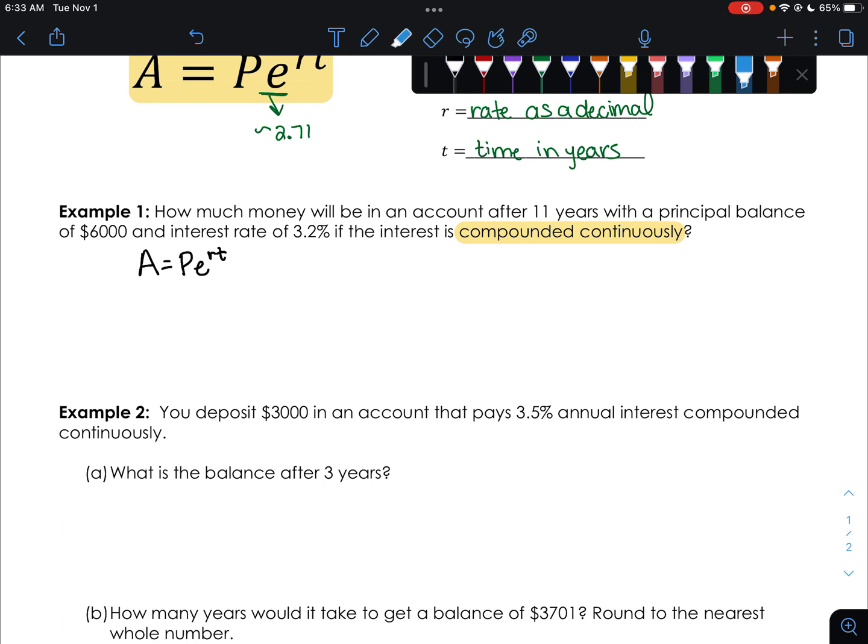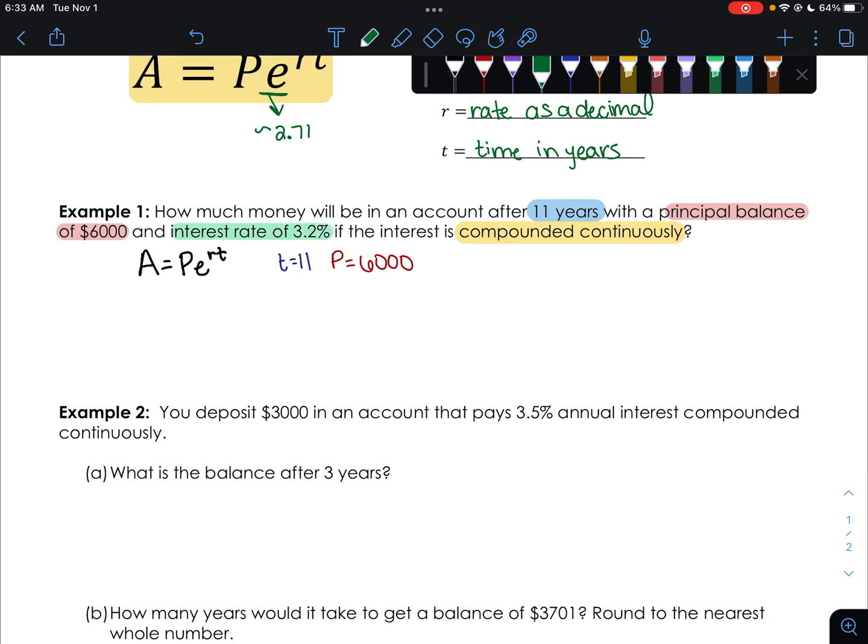First thing, it says after 11 years, so that means our time is going to be 11. It says that it had a principal balance of $6,000. That is our starting amount, so that's going to be P. And then it gave us an interest rate of 3.2%.